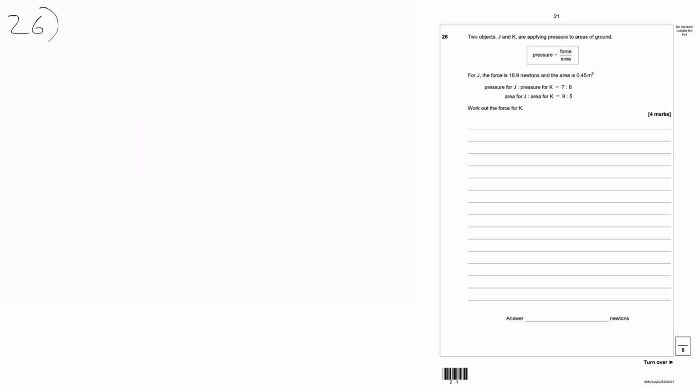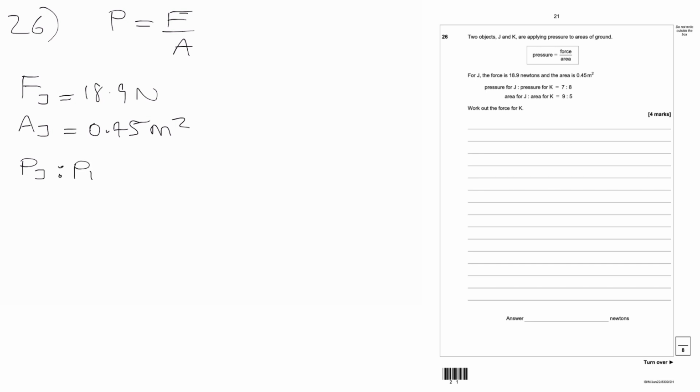Question 26, we're told that pressure is equal to force per unit of area. We are told that two objects, J and K, are applying pressure to different areas of ground, and the force being applied by J is 18.9 newtons. The area it is being applied to is 0.45 meters squared. We're also told that the pressure being applied by J compared to the pressure being applied by K is a ratio of 7 to 8, and the area that the force is being applied to for J compared to the area for K is in the ratio 9 to 5. And what we want to know is this force F_K.